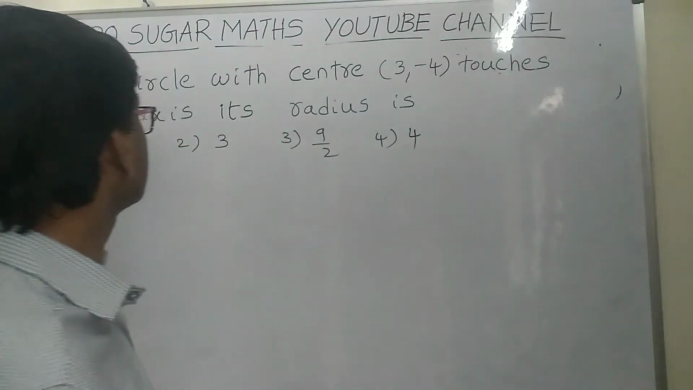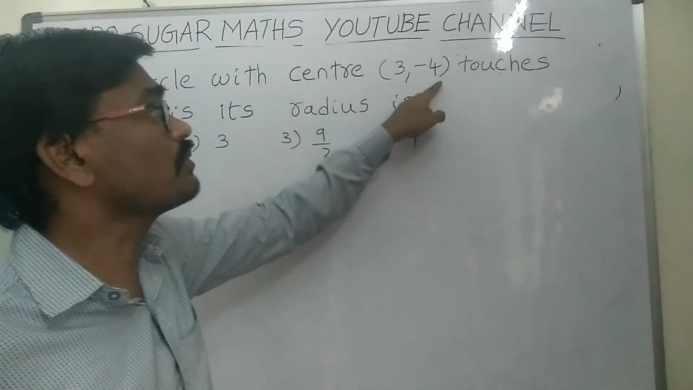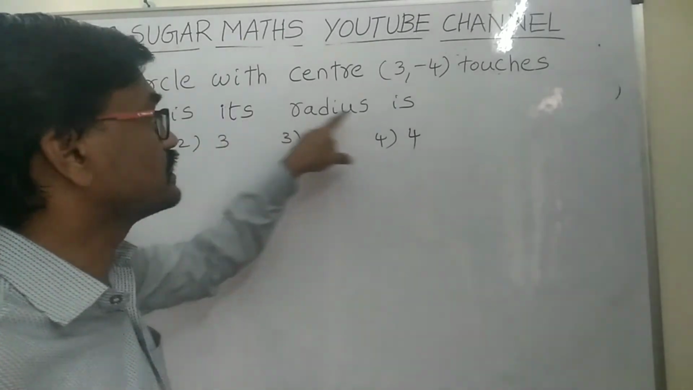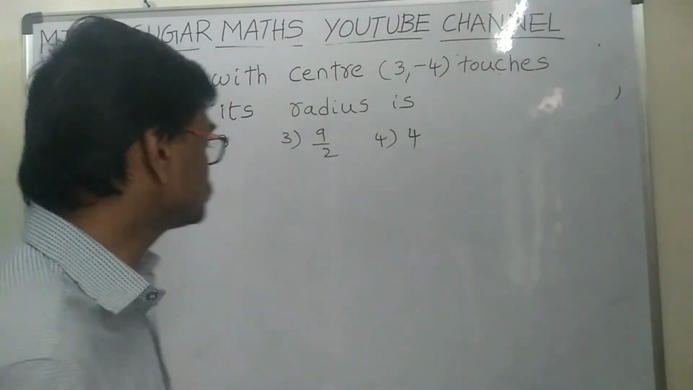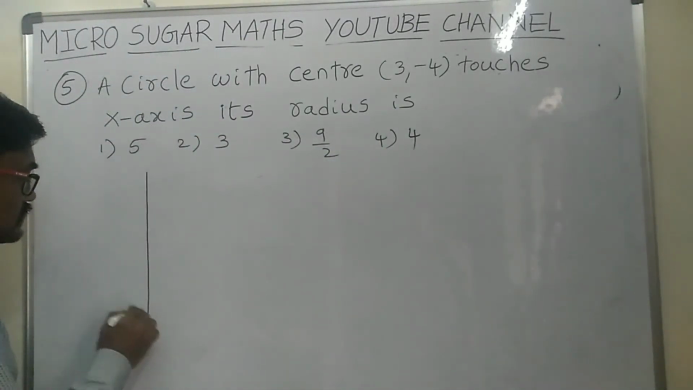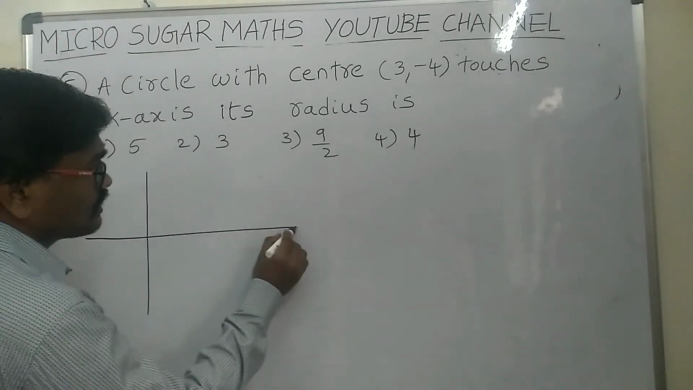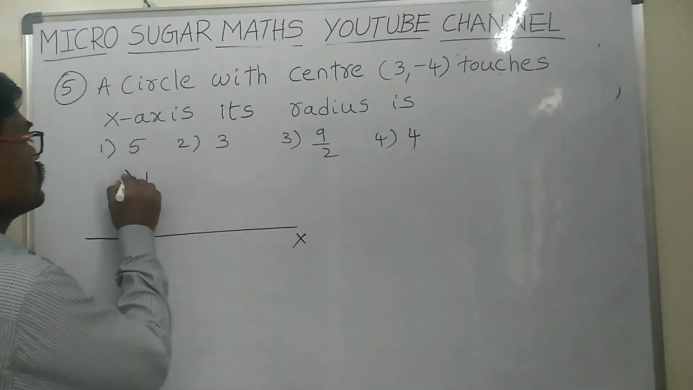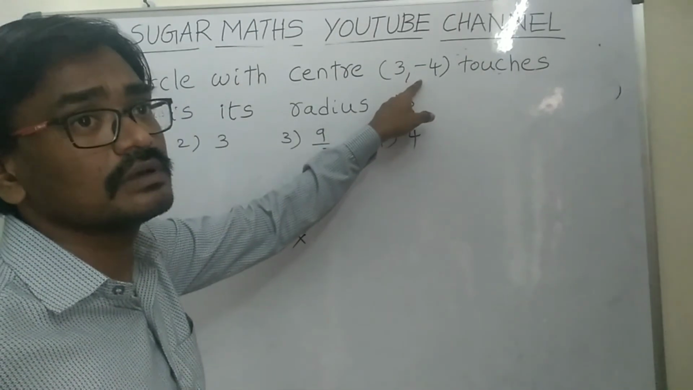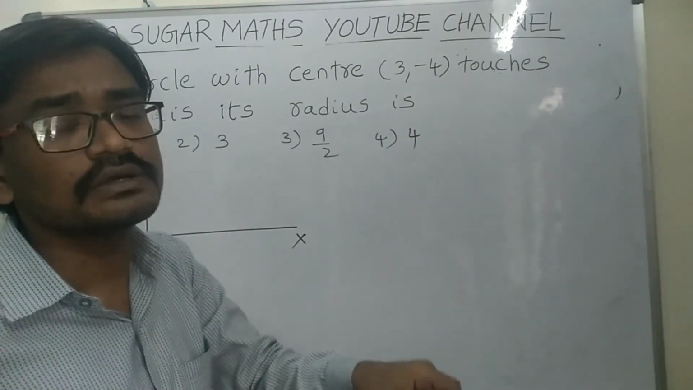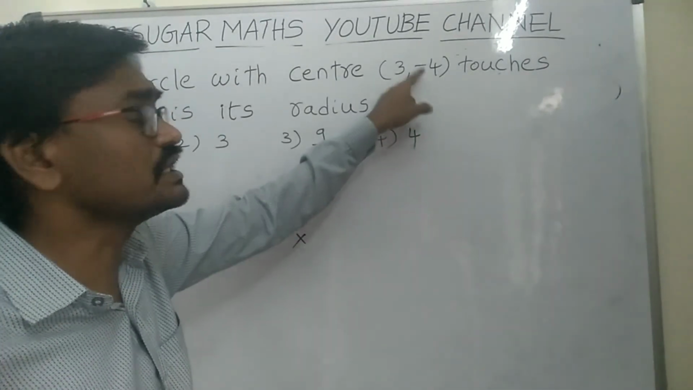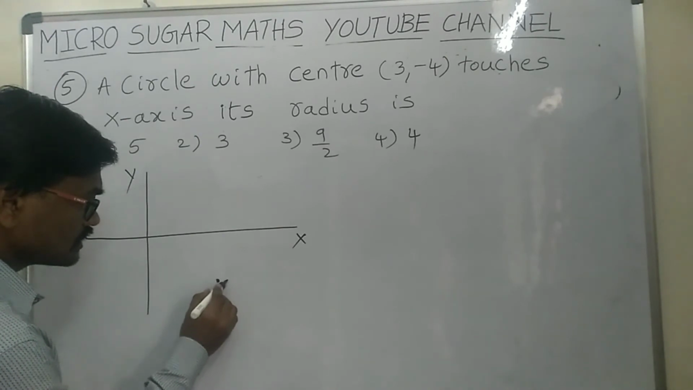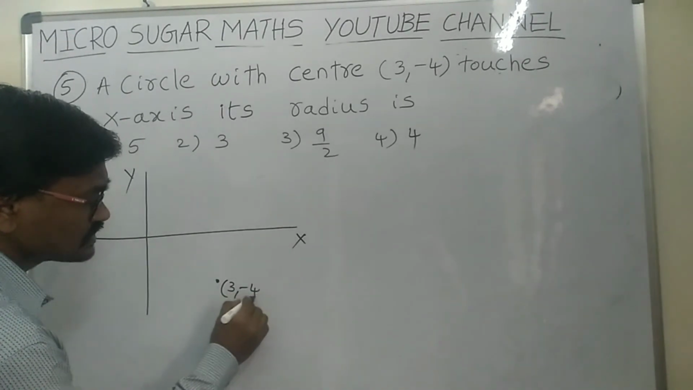Our next problem: a circle with center (3, minus 4) touches the x axis, then its radius. First of all, let us take the coordinate axes. Now students, what is our center? (3, minus 4). (3, minus 4) belongs to which quadrant? Fourth quadrant, because y is negative. Therefore, here is your center (3, minus 4).